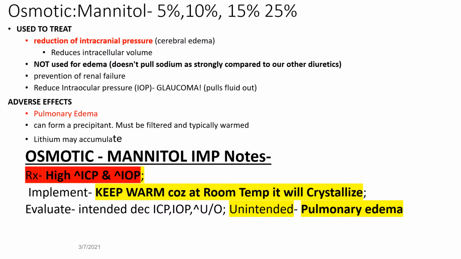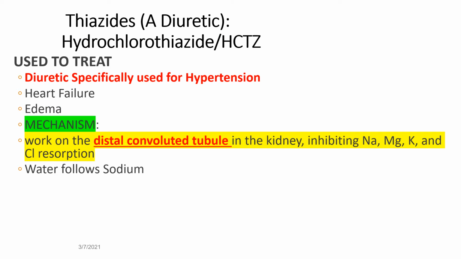Okay, then we go on to the first drug, that is osmotic drug, mannitol. It is used to treat a reduction in intracranial pressure. So it is used to treat high intracranial pressure and high intraocular pressure. All right, and we have to keep this drug warm at room temperature. Warm because at room temperature it will crystallize. Unintended outcome of this drug is pulmonary edema.